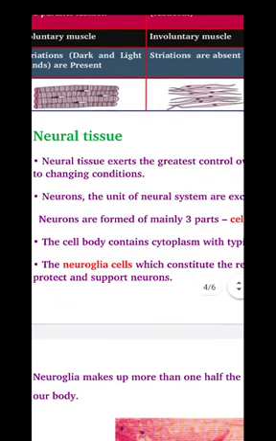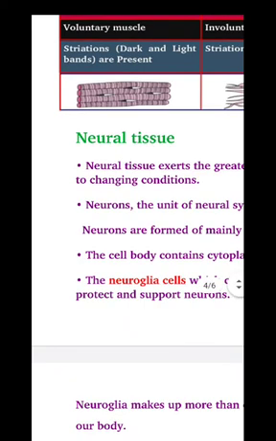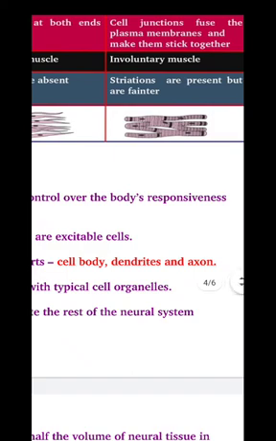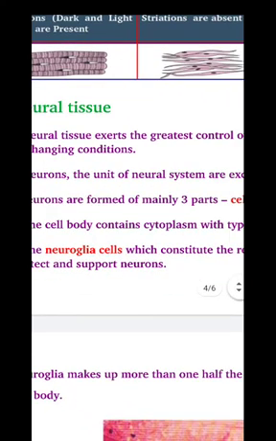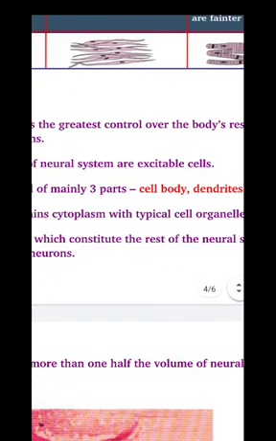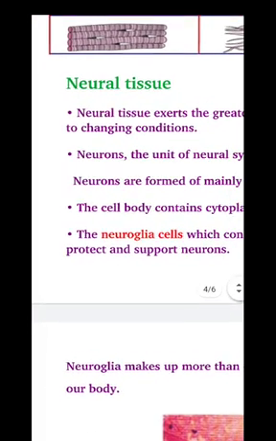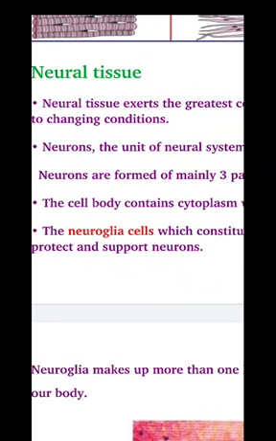The next tissue, the fourth tissue, is neural tissue or nervous tissue. This tissue exerts the greatest control over the body's responsiveness to changing conditions. It is a tissue which responds to the changing conditions of the environment. Neurons, the structural and functional unit of neural tissue, are excitable cells.